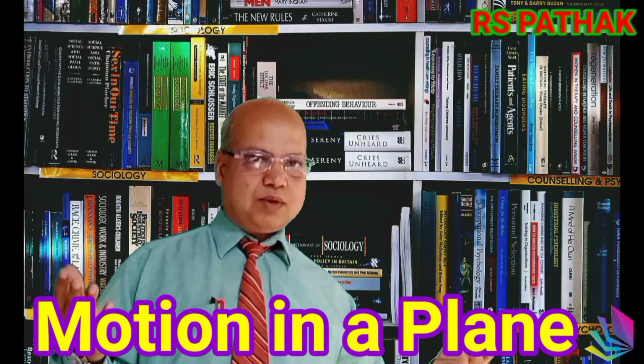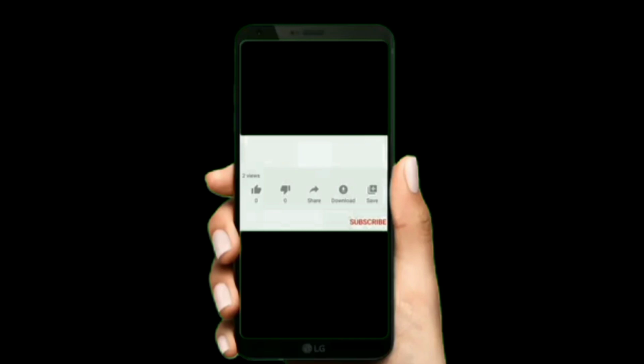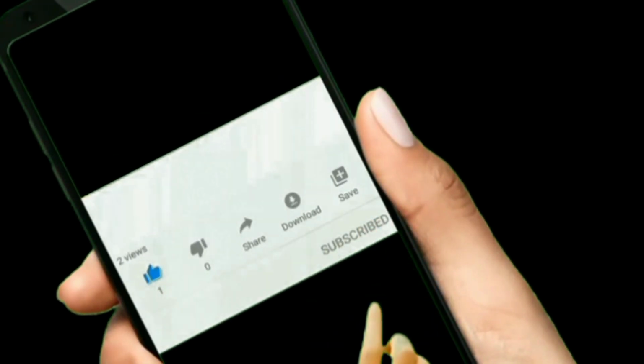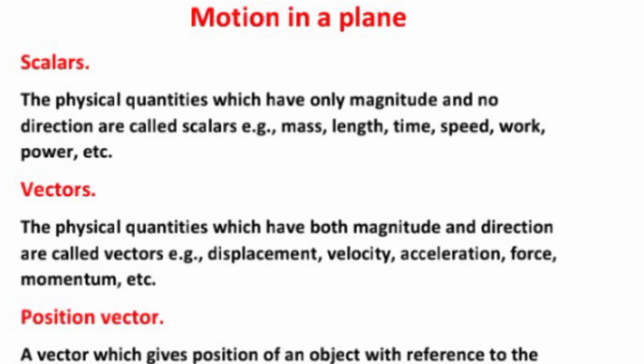Okay, let's start the chapter Motion in a Plane. First of all, I shall explain you about the scalars and vectors. What are scalars? The physical quantities which have only magnitude and no direction are called scalars.